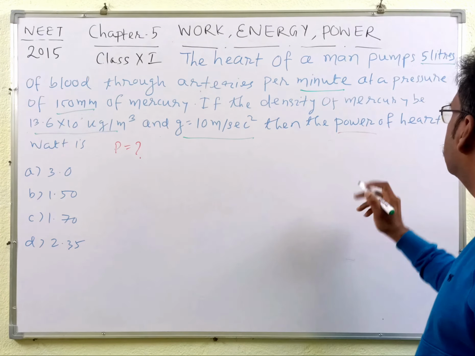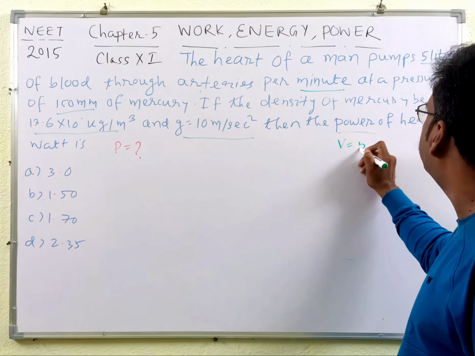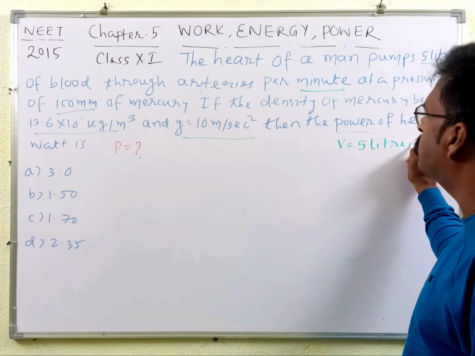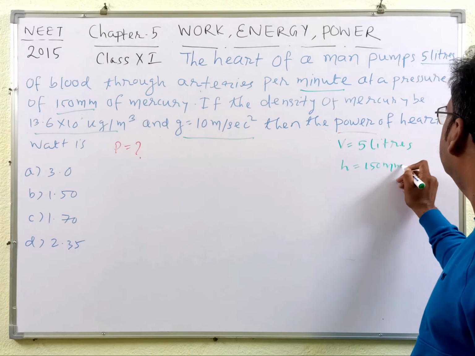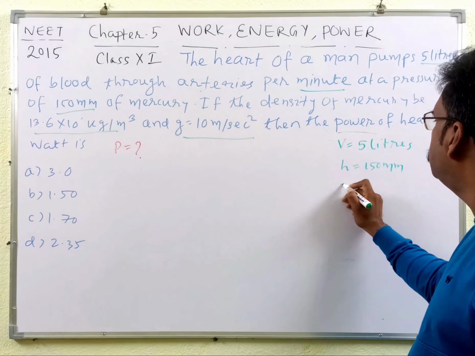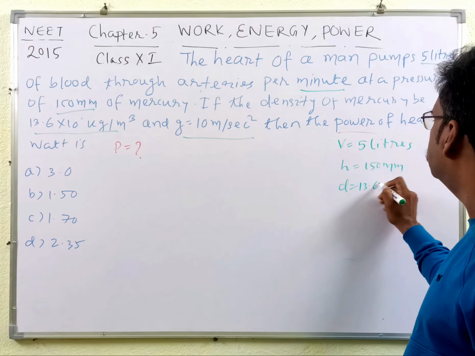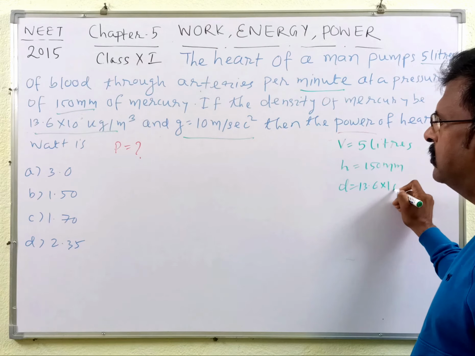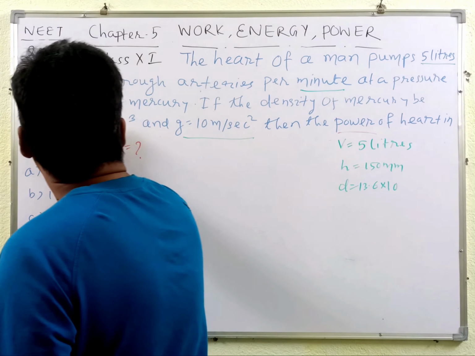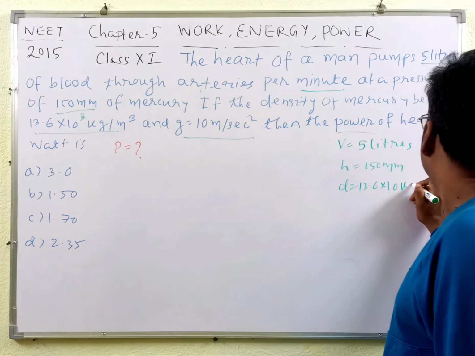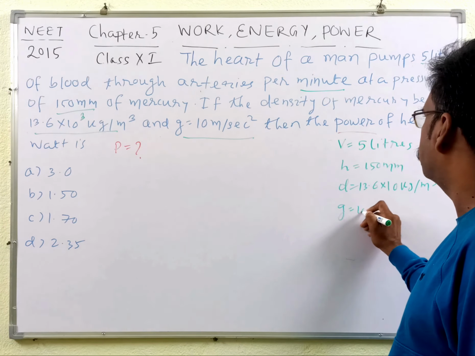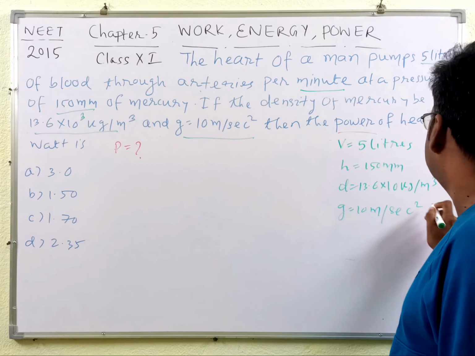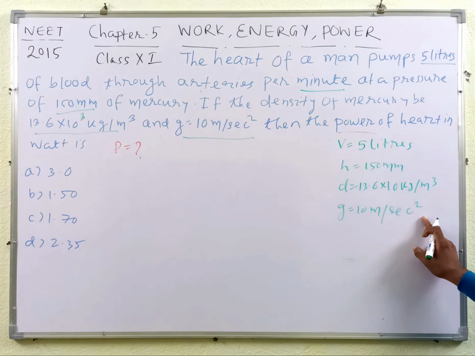Let us write down there. V is equal to 5 liters. H is equal to 150 millimeter and d is 13.6 into 10 to the power 3 kg per meter cube. And g is 10 meter per second square. Students, these two are not given in SI units. We have to convert these two into SI units.